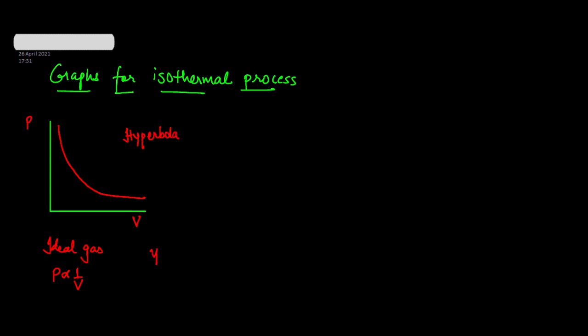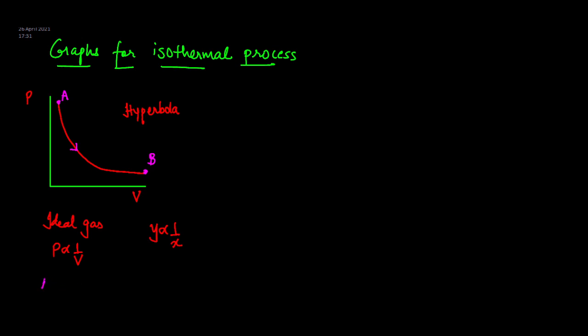Basically, whenever you get an equation of this kind, y proportional to 1 by x, that is going to be a hyperbola. Now suppose here is a point A and here is a point B. If the process goes from A to B, that would be expansion. Again, expansion means increase in volume. Why not straight? Here it will be a curve.